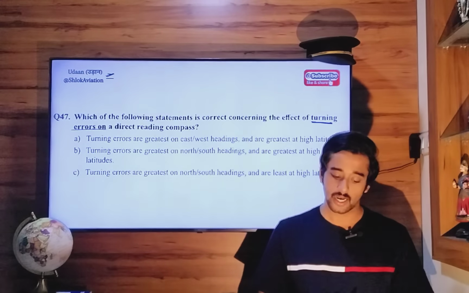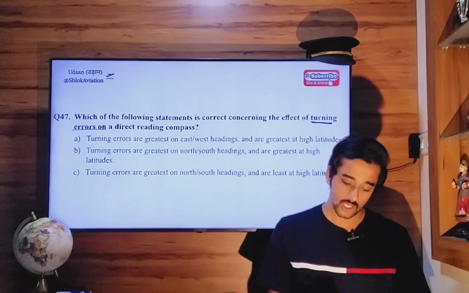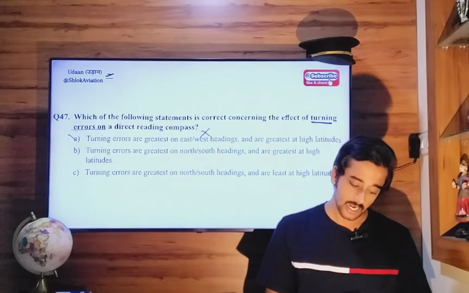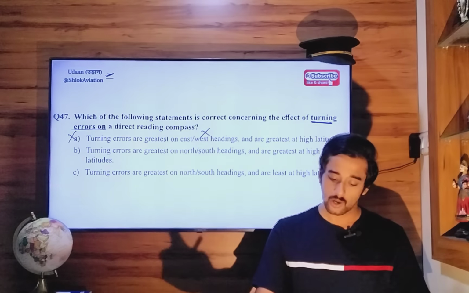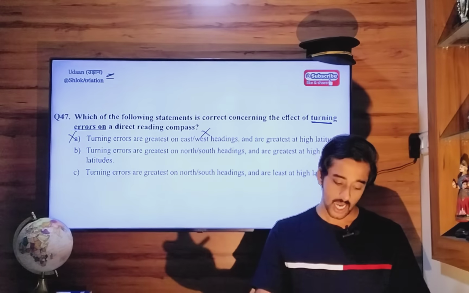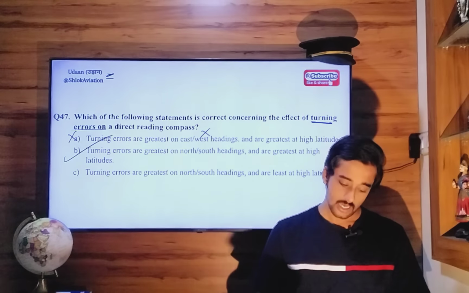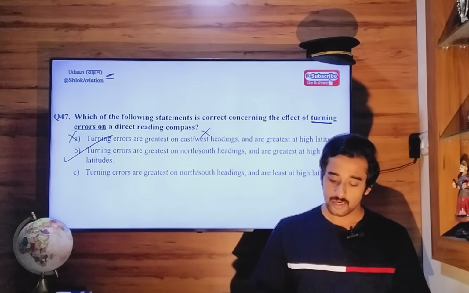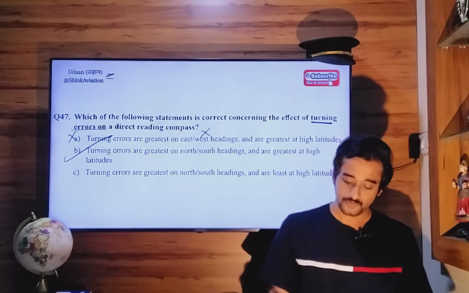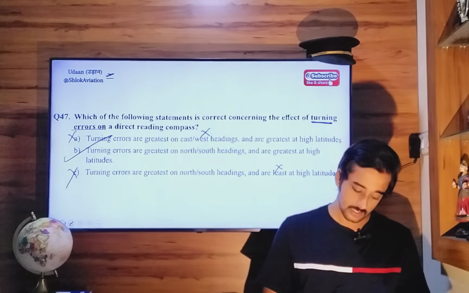So turning errors are greatest on east and west headings? No, they are greatest on north and south headings. Turning errors are greatest on north and south headings and are greatest at high latitudes. Yes. Turning errors are greatest on north and south headings and are least at high latitudes? Wrong. So Charlie will be wrong.